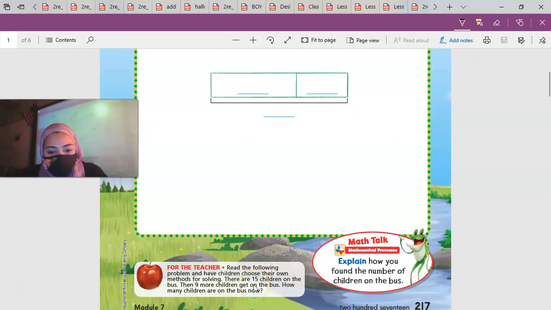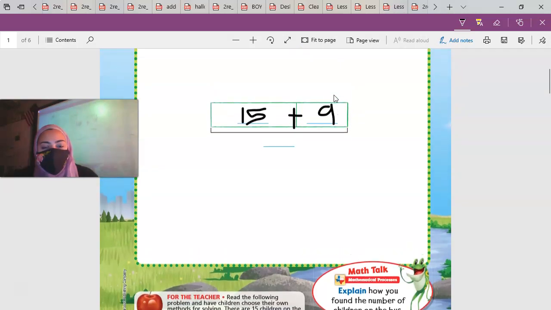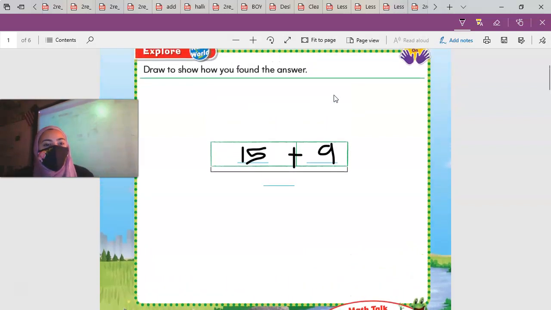It says, there are 15 children on the bus. Then 9 more children get on the bus. How many children are on the bus now? Well, if there were 15 children on the bus, and then 9 more get on the bus, that's plus 9. So we're 15 plus 9. This is the same as what we've been doing on our morning work, right? So let's add 15 plus 9, elevator escalator.